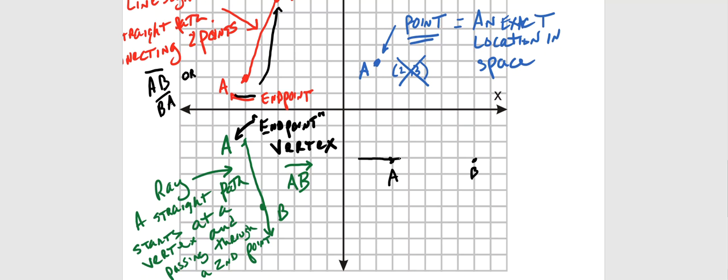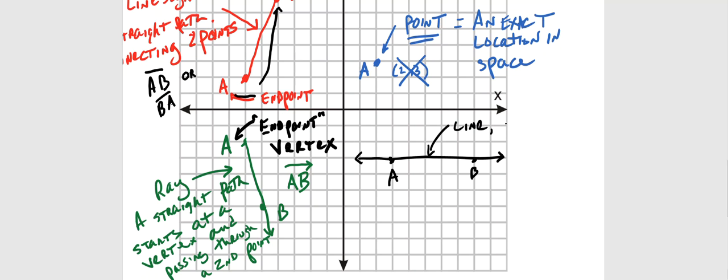And I'm going to draw a straight path that doesn't start at one of the points and pass through both. It actually passes through both points, okay? So this is a line.